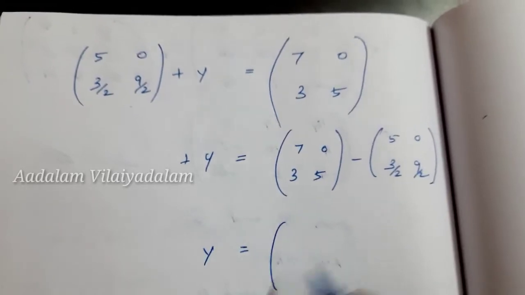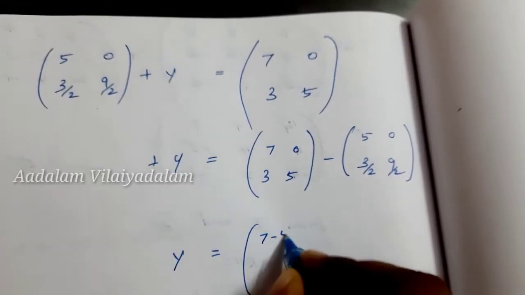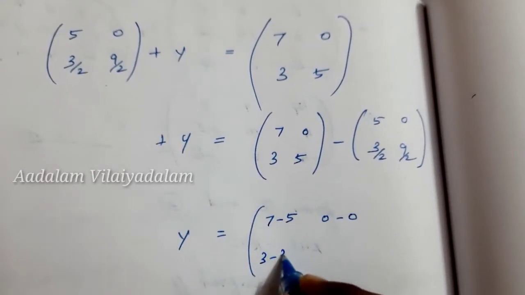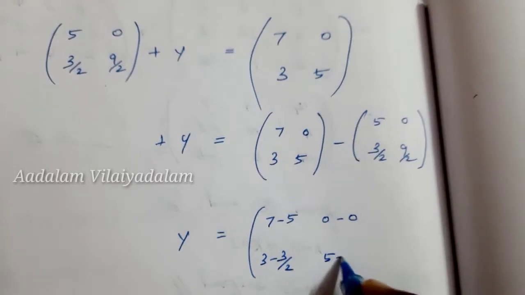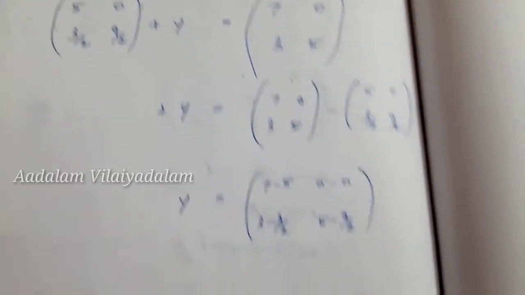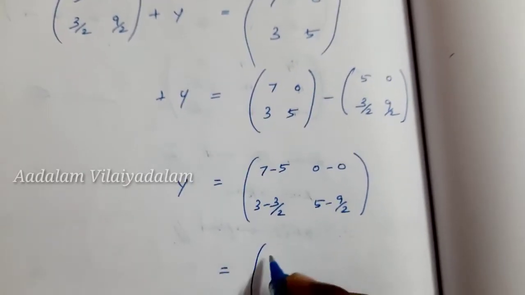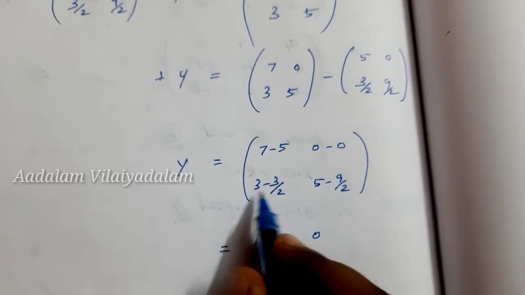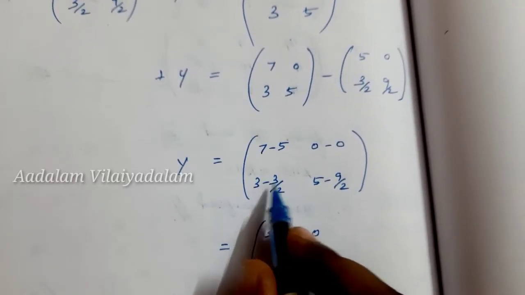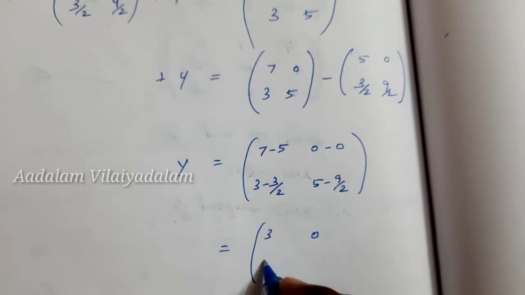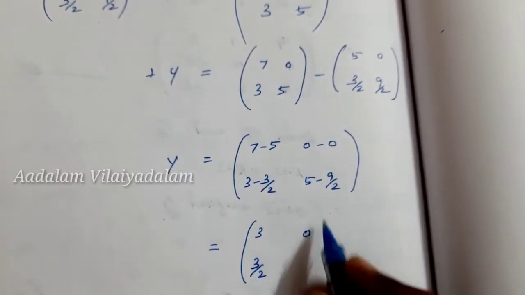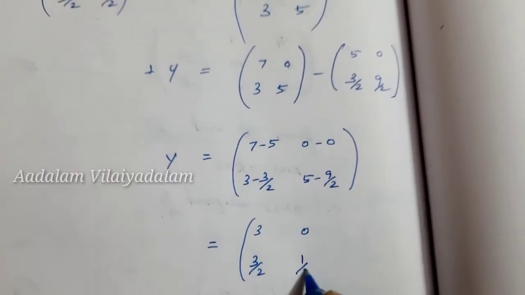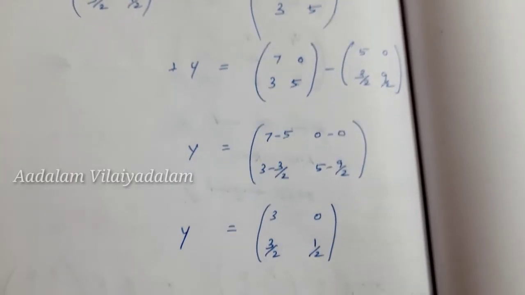Okay. So after the subtraction we could find 7 minus 5 and 0 minus 0 for the corresponding elements. 3 minus 3 by 2 and 5 minus 9 by 2. Here we get 7 minus 5, we get 3, 0 and 3 minus 3 by 2. Take the LCM, 3 2s are 6. 6 minus 3, we get 3 by 2. Then here if we take LCM, 5 2s are 10. 10 minus 9, we get 1 by 2. Then this is the value of y.